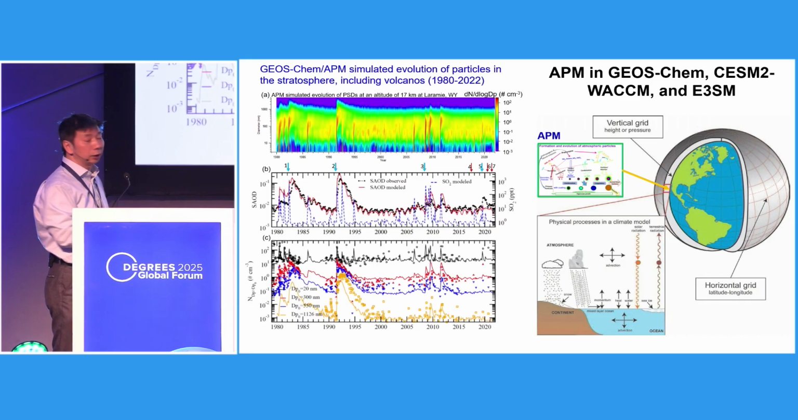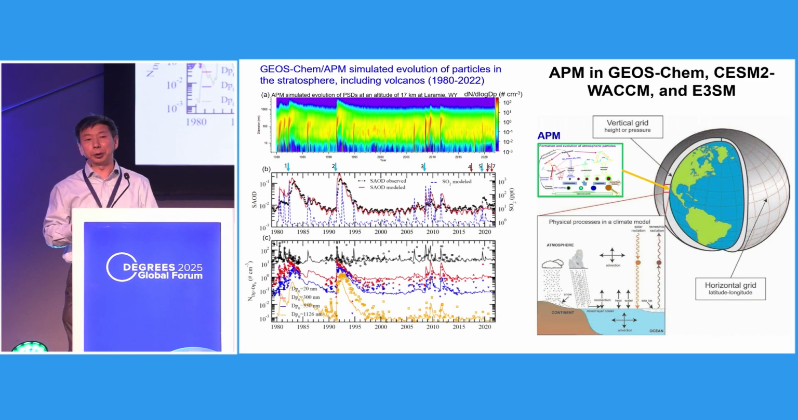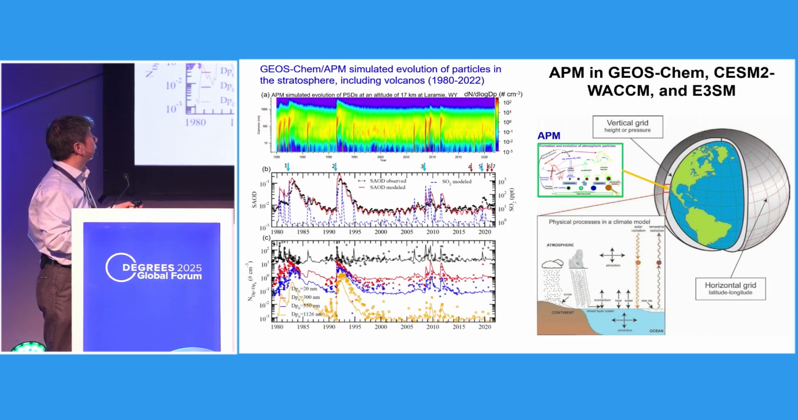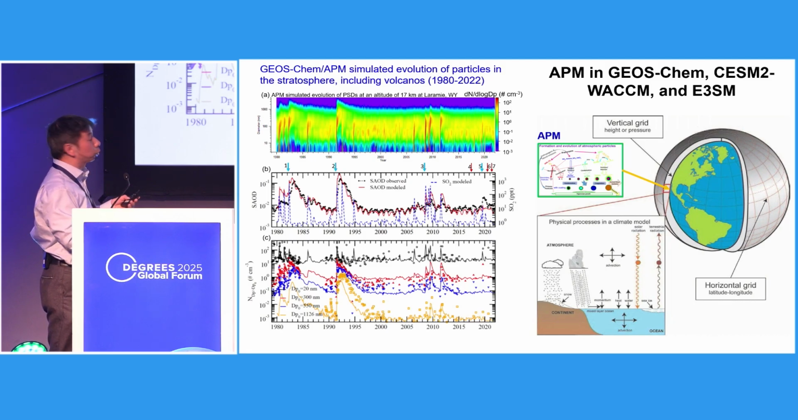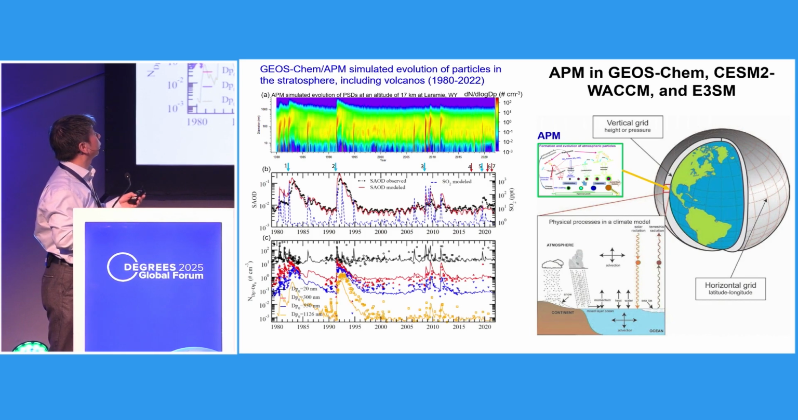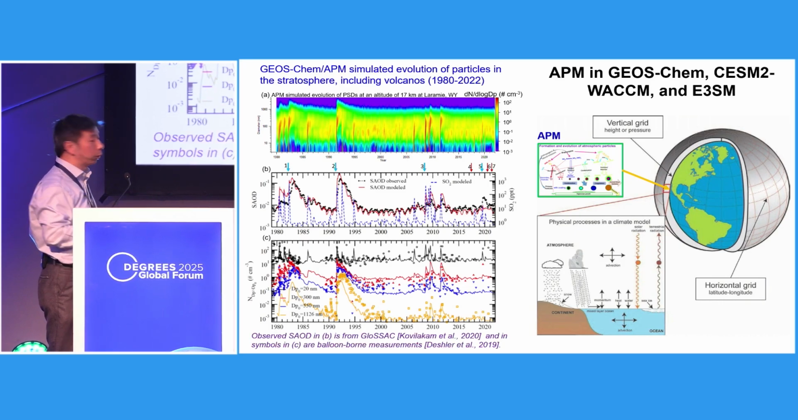What's shown here is the model-simulated particle size distributions and also the particle properties, compared with some of the measurements. The upper panel shows the particle size distributions. That's the time on the x-axis, size on the y-axis, and the color shows the size distributions. You immediately notice a spike. What's shown is one grid box, 17 kilometers above the surface, so it's in the stratosphere. The site location is Laramie, Wyoming, where we have long-term balloon-borne measurements, and we try to compare with that.